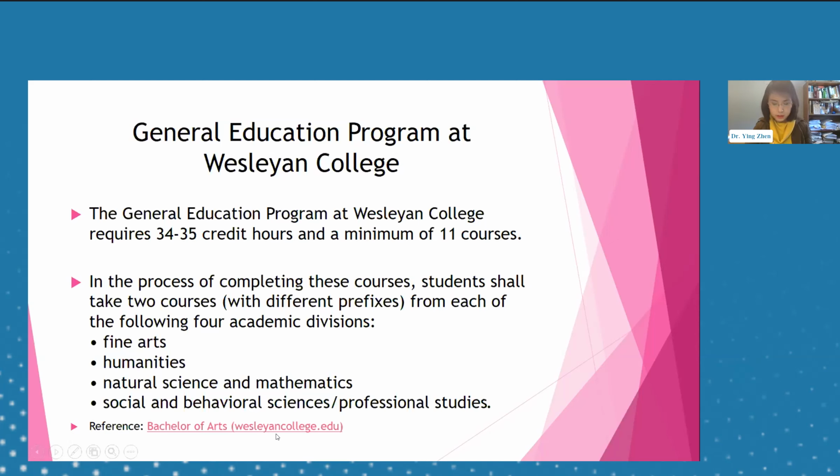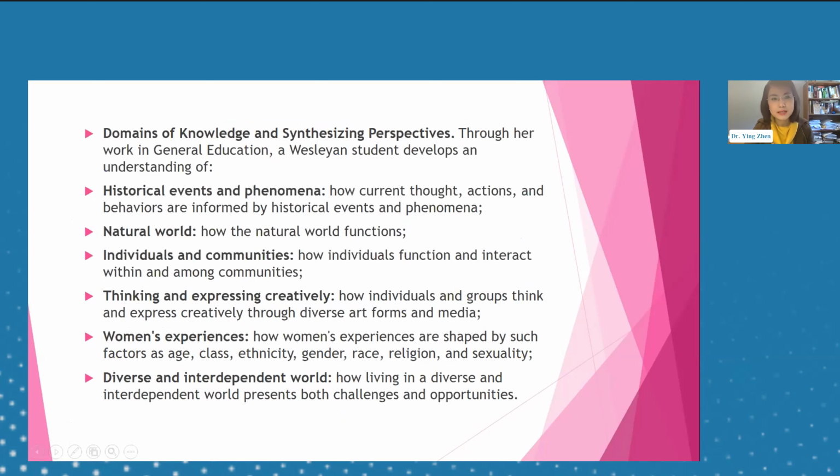Students should take courses from 4 academic divisions: fine arts, humanities, natural science and mathematics, social and behavioral sciences, and professional studies. The program requires 34 to 35 credit hours and a minimum of 11 courses. Students should take 2 courses with different prefixes from each of the 4 academic divisions. And there are 6 domains of knowledge and synthesizing perspectives.